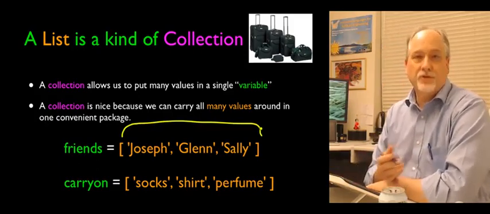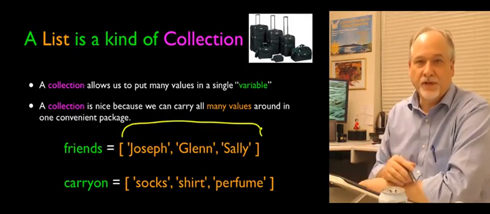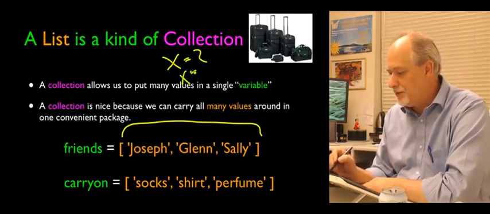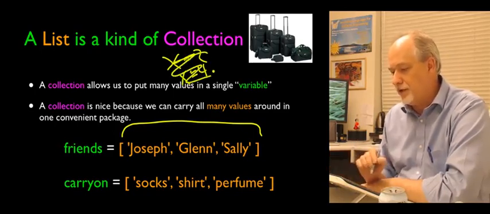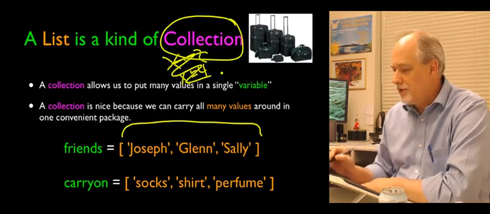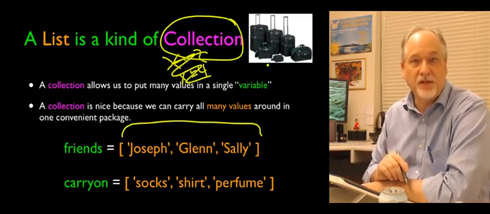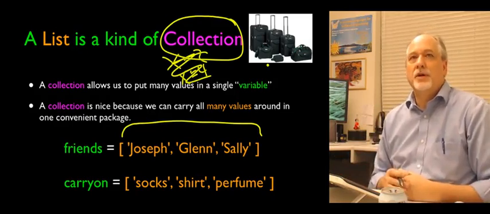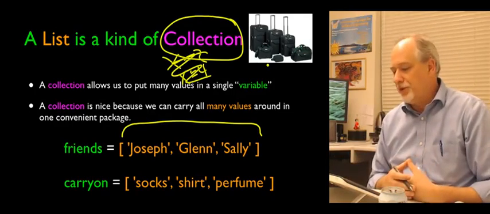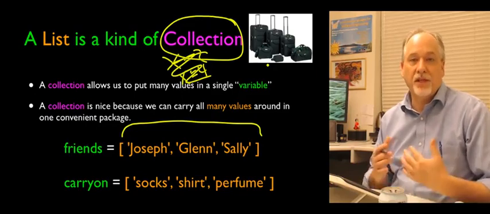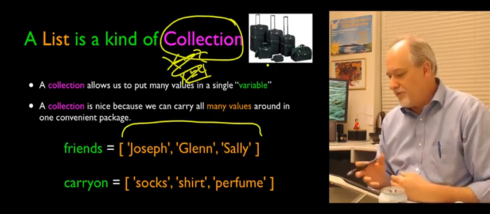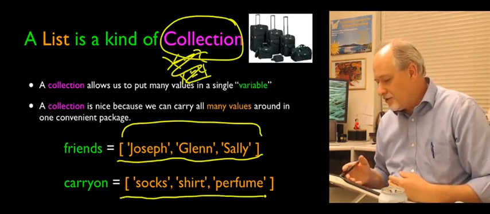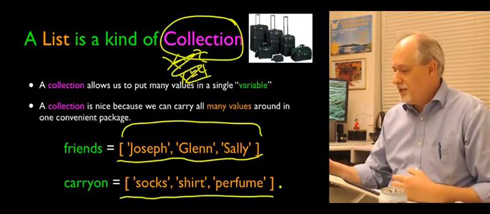Now, when I first talked to you about variables, I sort of oversimplified things. I said if you put x equals 2 and then put x equals 4, the 2 and the 4 override each other. A collection is where you can put a bunch of things in the same variable. I have a way to find those things, but it allows us to put more than one thing in a variable. So here we have friends that has 3 strings, Joseph, Glenn, and Sally, and we have carry on that has socks, shirt, and perfume. So that's the basic idea.